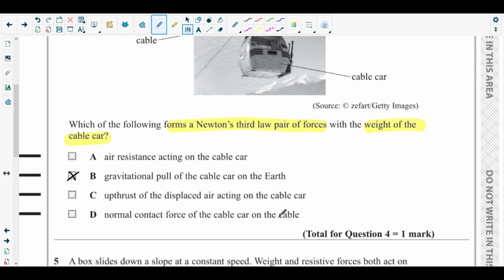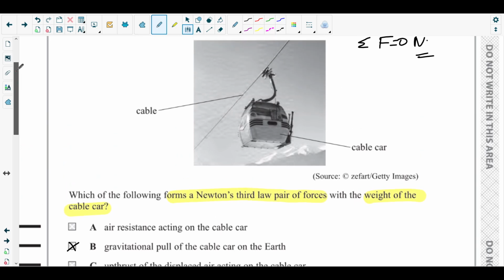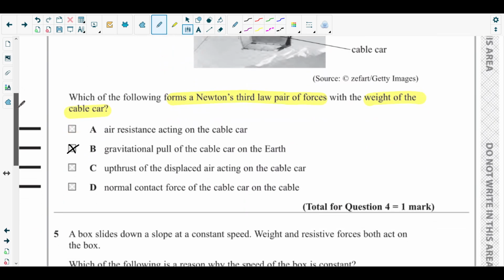D, normal contact force of the cable car on the cable. So many of you will think D would be the answer. No, normal contact force of the cable car on the cable is basically not due to the weight. Weight is only acting between the earth and the cable car, right? So that's why B is the perfect and the most accurate option for this question.